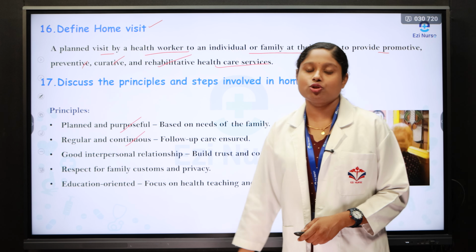Now let's see the steps. It is planning: identify family, set objectives and prepare the supplies. Preparation: review record and plan the activities. Home visit: provide care, health education and counseling.